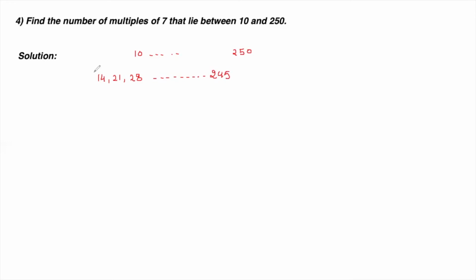Now can you see here the first term is 14 and the next term is 21. Can you see the difference here? It is 7. Again, the difference between the next two terms would be 7. So we can say that this series is an AP series.